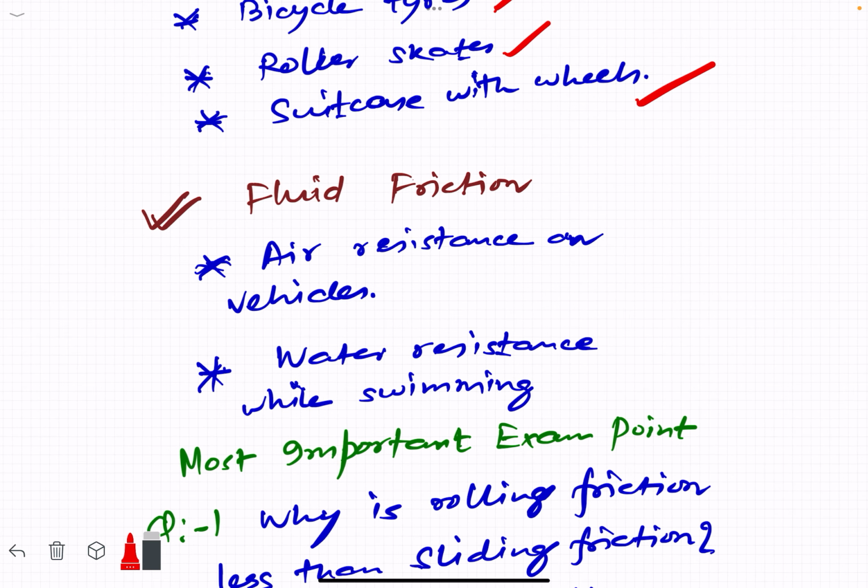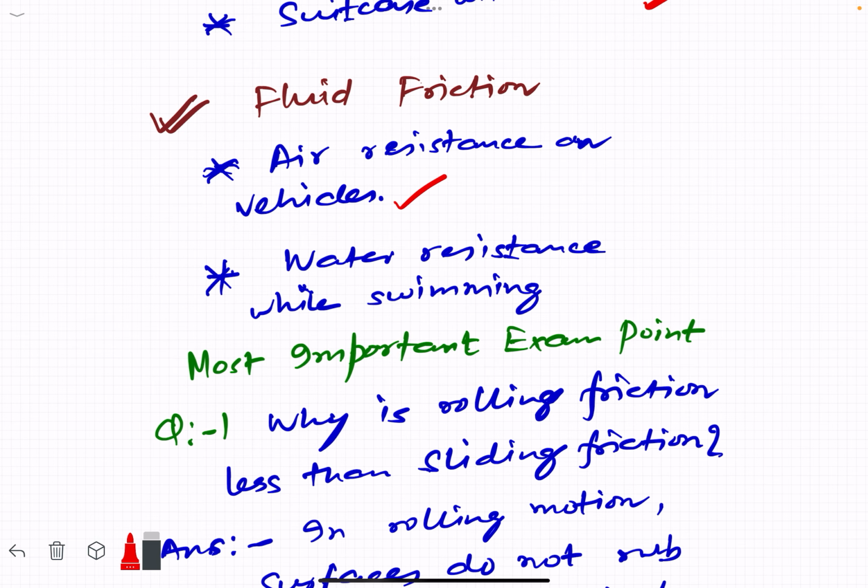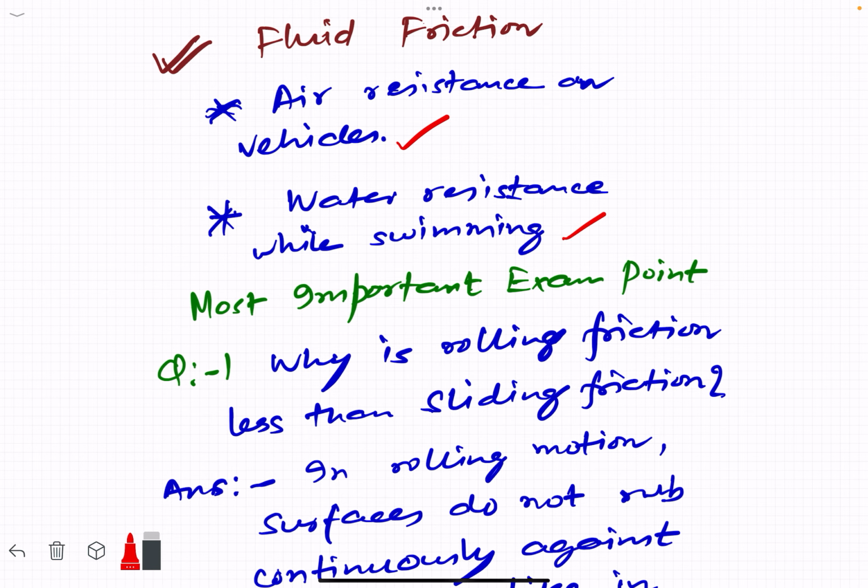Now we see fluid friction. Air resistance on vehicles, water resistance while swimming. In these two phenomena, fluid friction acts.